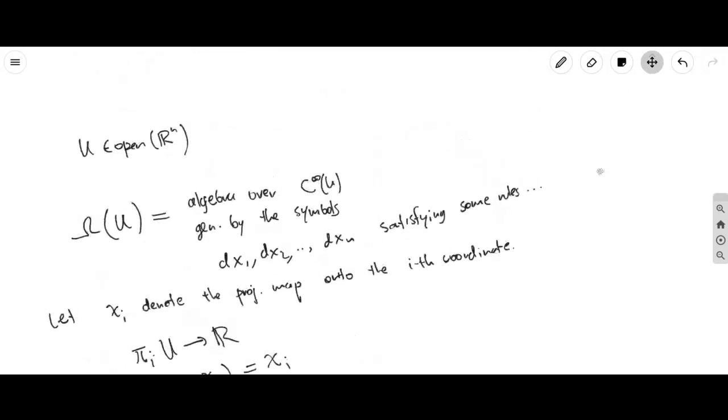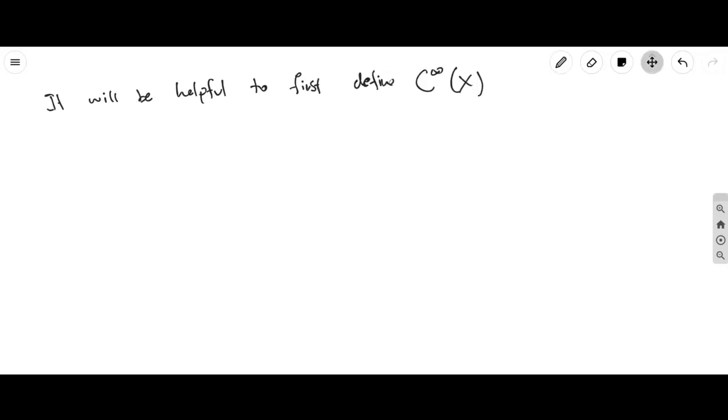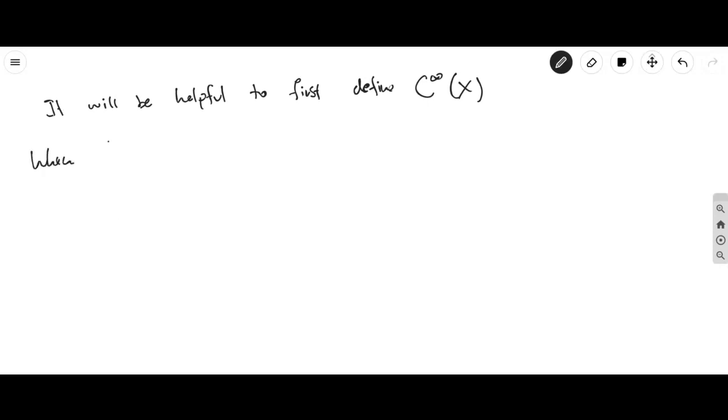So now let's get to defining what is a differential form on a manifold. Before we define what a differential form is, it would be helpful to first define smooth functions on a manifold, where X is a smooth manifold.